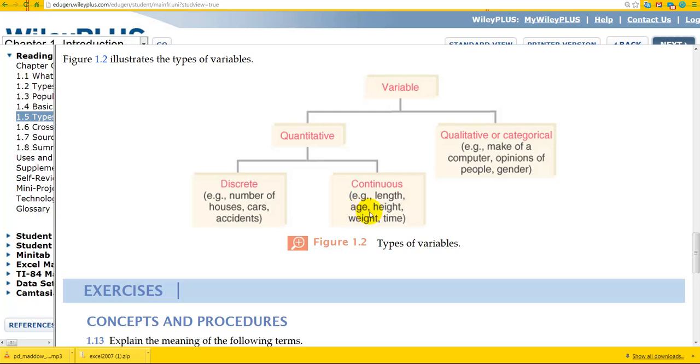You can say that. Maybe a little bit weird to say it, but you could say it. Okay? So length, age, height. You can also do that with height. You can also do that with weight. You can also do that with time.